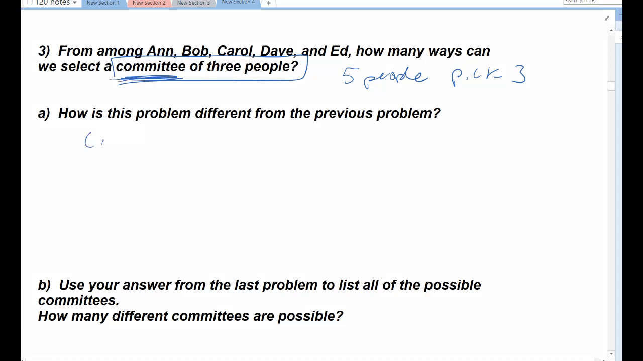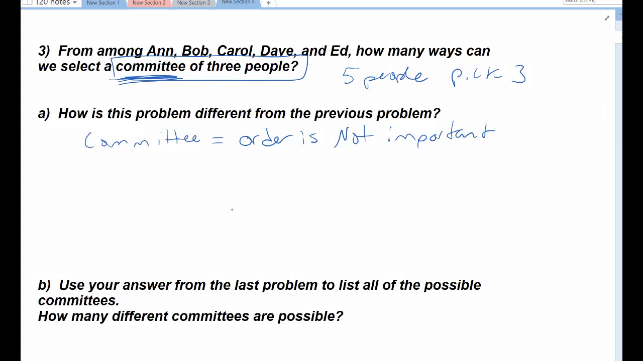Alright, so the difference is when I have a committee, order is not important. Because if you're the first person selected or the third person, you're still on the committee. There's no rank. I didn't say that there was a rank involved at all. It just means you're on that committee. You're one of 3 people on the committee, whether you're picked first, second, or third. So there is no order. Order doesn't matter. All right? Order doesn't make a difference.